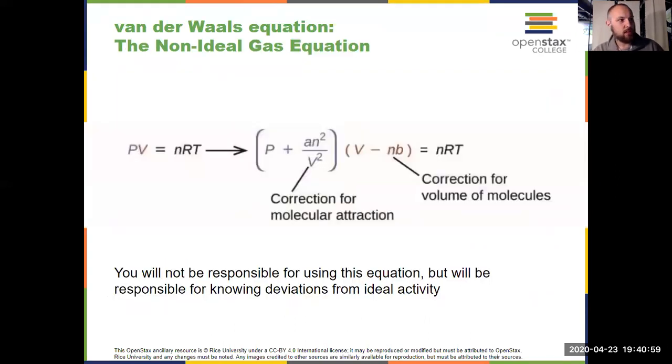This is known as the van der Waals equation, the non-ideal gas equation. What's on here over to the right? The ideal gas law is PV equals nRT. With a real gas, we have to make a correction for the molecular attraction we just talked about and the volume that they occupy. So we still see P and V, and n is moles, but then we have these a and b terms that are unique to every gas.